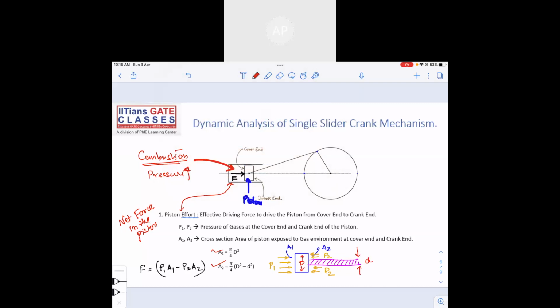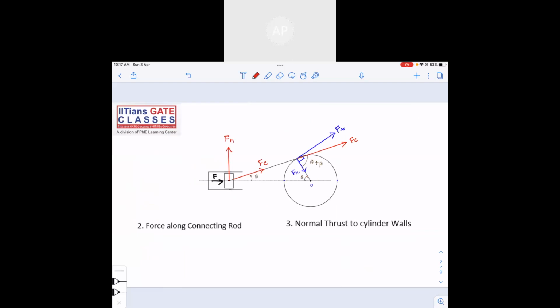Then many other things will also come up, for example friction and inertia force. If the slider crank mechanism is in a vertical position, the weight of the piston also comes into effect. We are not considering those things, because let us simply focus on understanding the concept so that we will be able to answer it in an exam.